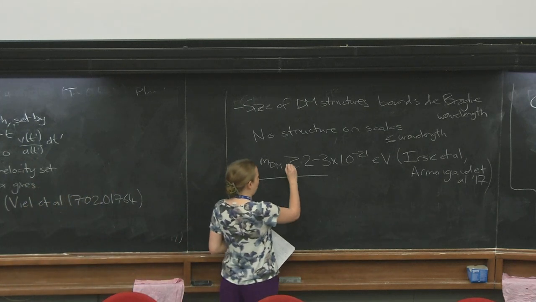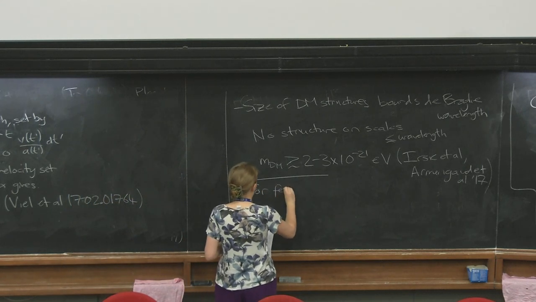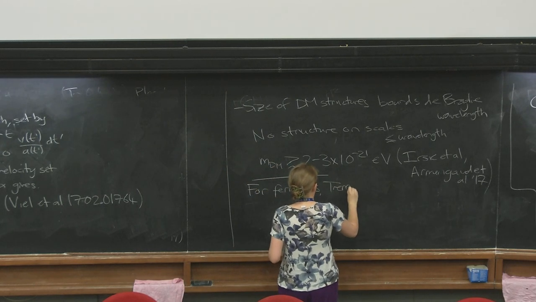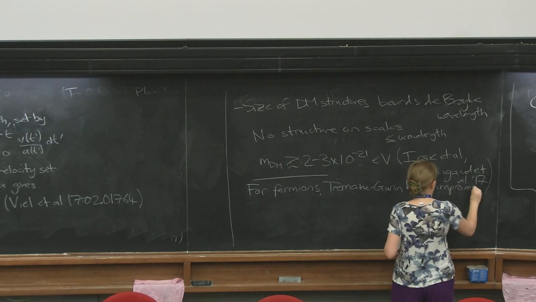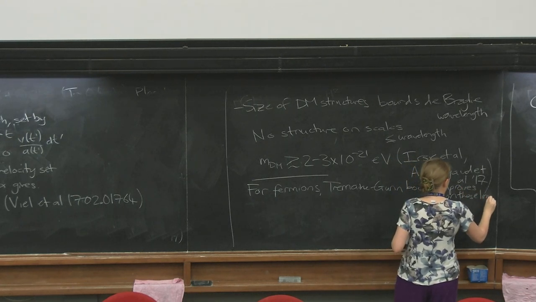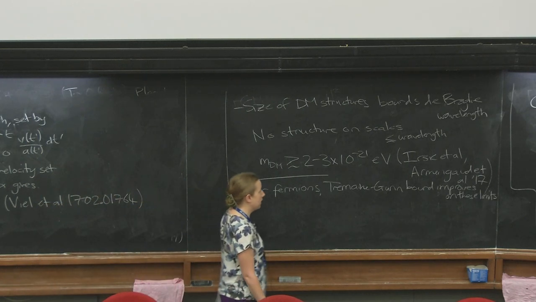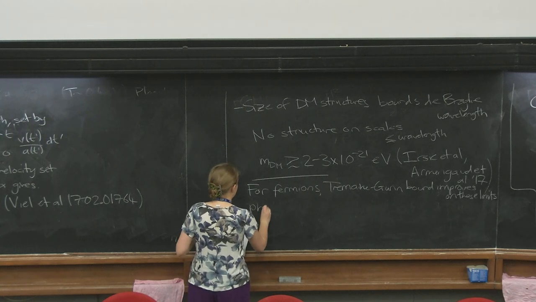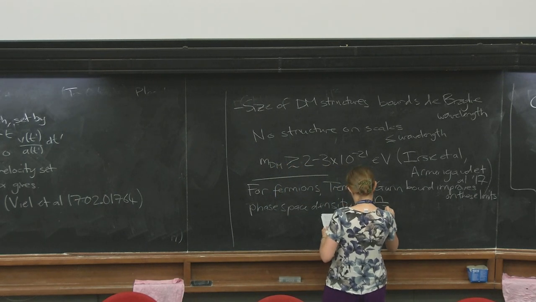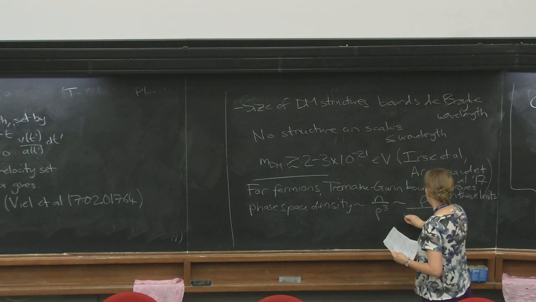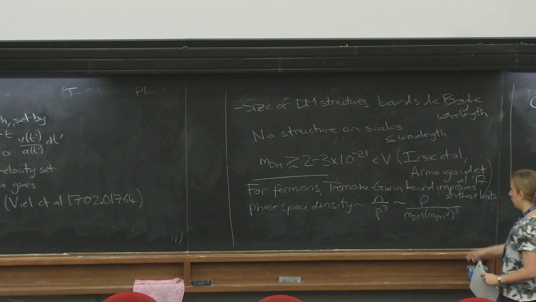Because for fermions, there's a limit on how many fermions you can pack into a given small-scale structure that comes from Pauli exclusion. And this is called the Tremaine-Gunn bound. Okay, so the Tremaine-Gunn bound says, let's look at the phase space density of dark matter. We can estimate the phase space density by the number density divided by the cube of the characteristic momentum. So we can write that as the mass density divided by the dark matter mass times the non-relativistic dark matter velocity, which we'd better have at late times. We can write that like this.